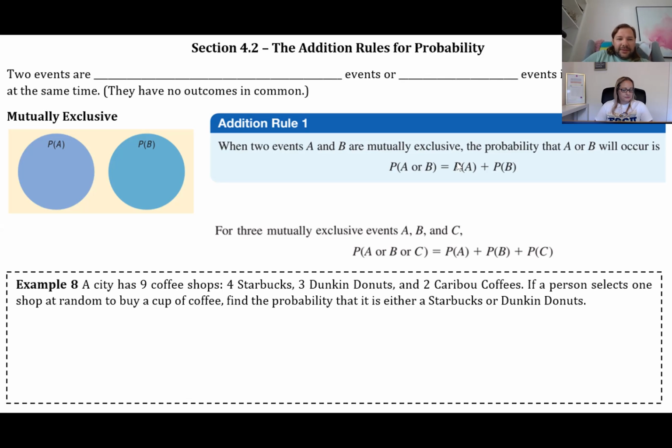So two events are mutually exclusive events or disjoint events if they cannot occur at the same time. They have no outcomes in common. So I think I talked about this a little bit earlier. Mutually exclusive means you have two different events and there's no overlap, right?